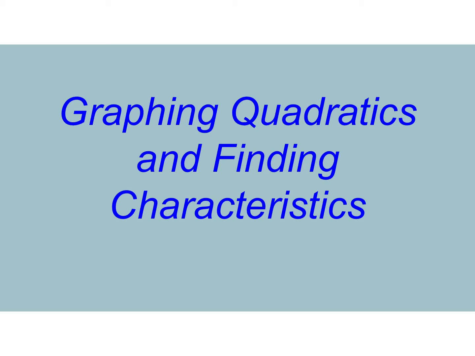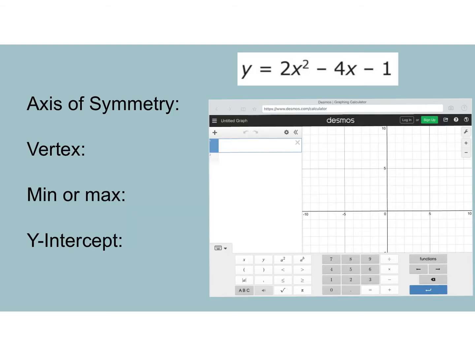Today we're going to be graphing these quadratics and finding the characteristics from the graph. So here's our fancy Desmos yet again. What we're going to do is graph by typing in the expression. So we are going to do y equals ... minus 4x minus 1. So there's our parabola.